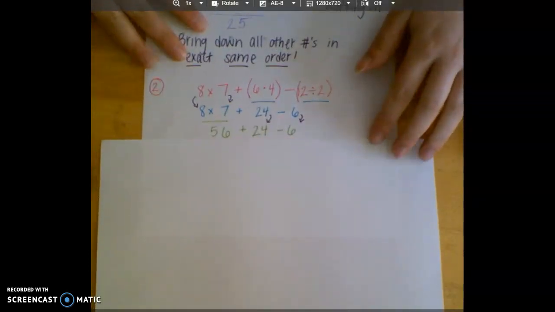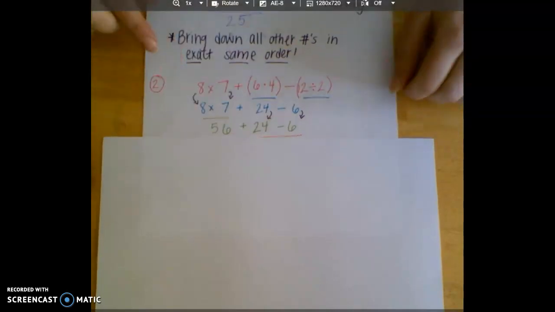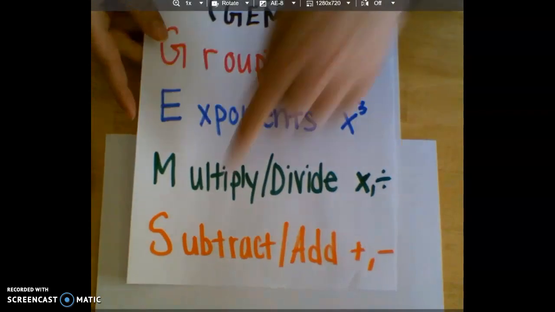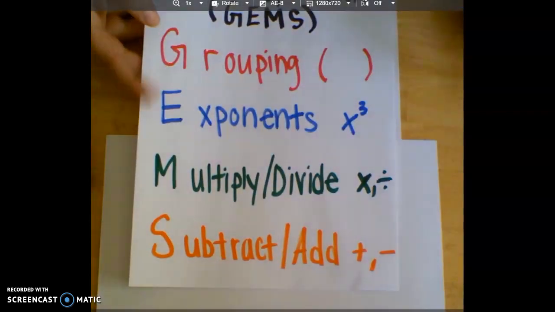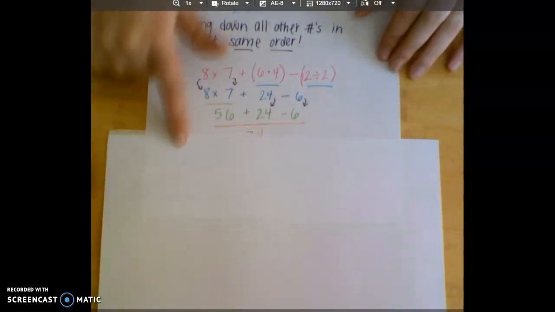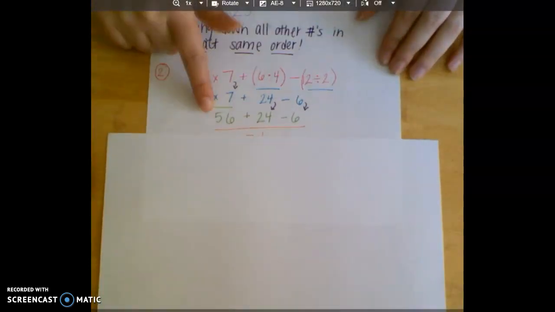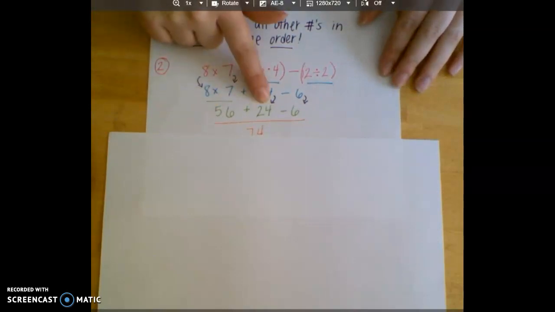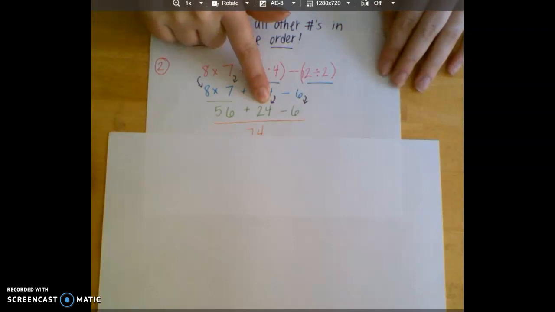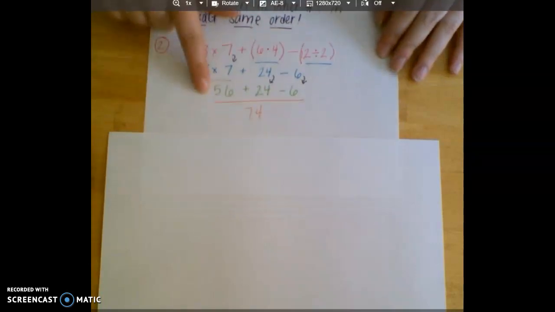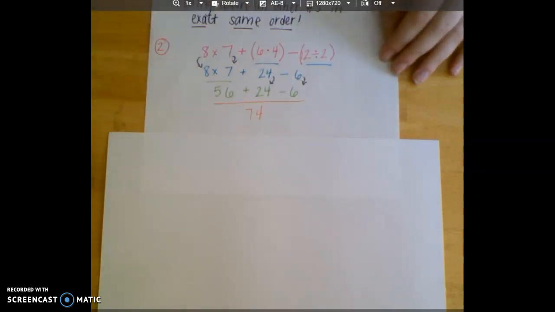Now we have a plus and we have a minus. We know from right here that subtract and add are on our same level, which means we get to just go from left to right. So we would do 56 plus 24, which you get 80. And then when you get to 80, then I take 80 minus 6 to get my answer of 74.